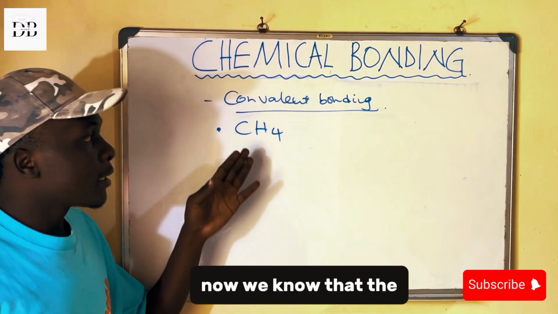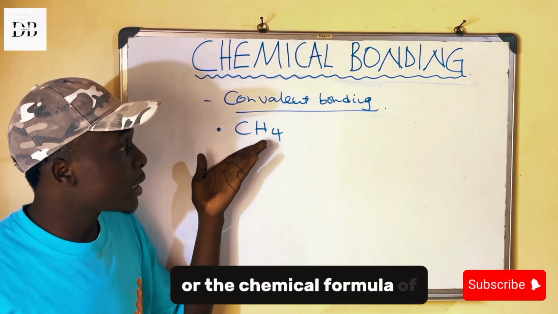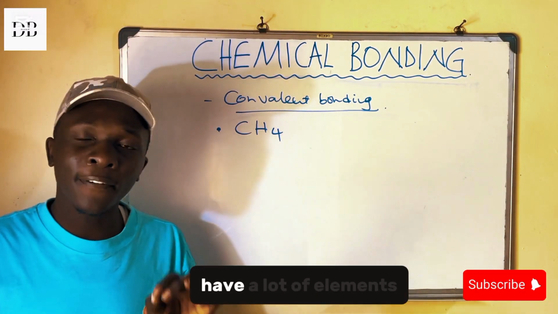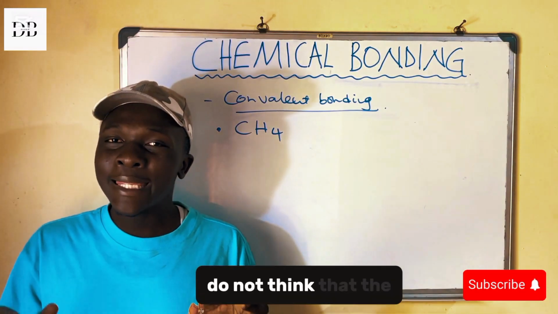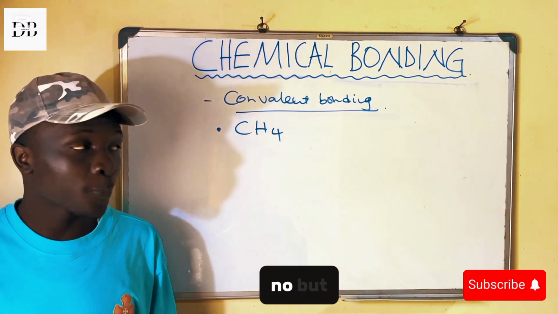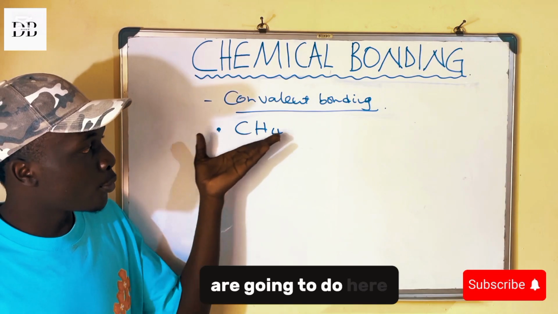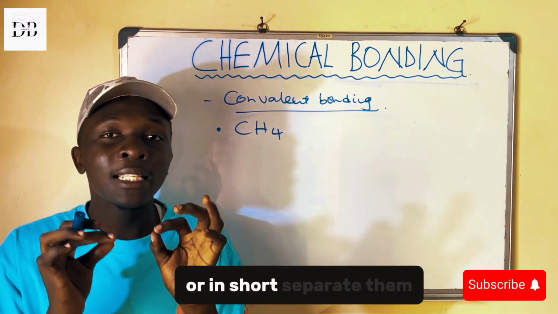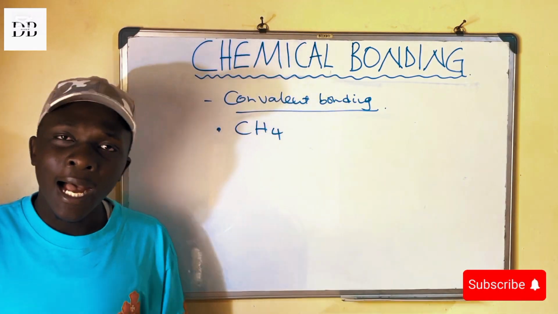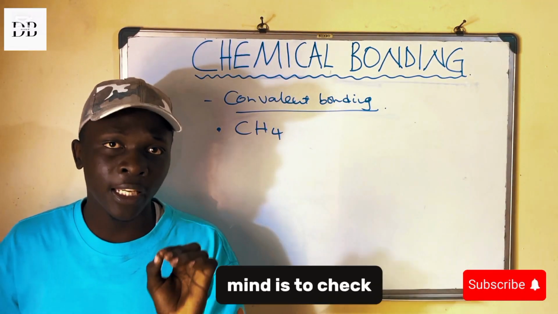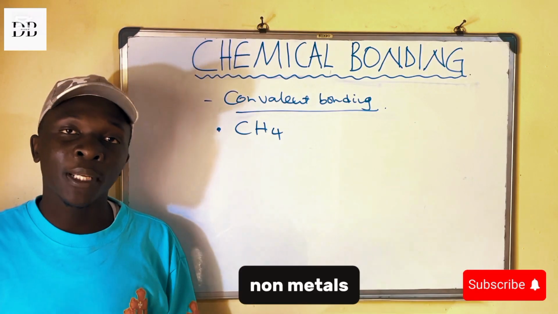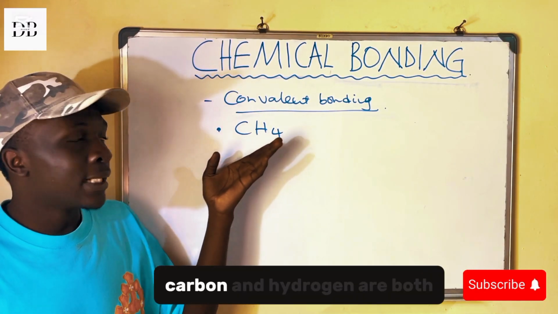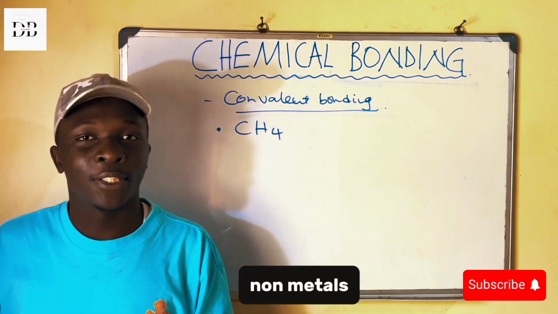Now we know that the chemical formula of methane gas is CH4. The first step when you have a lot of elements: do not think that the question is hard. No. The first step is to count how many elements we have, or in short, separate them. Another point to keep in mind is to check whether all the elements are nonmetals, which in this case is true. Carbon and hydrogen are both nonmetals.